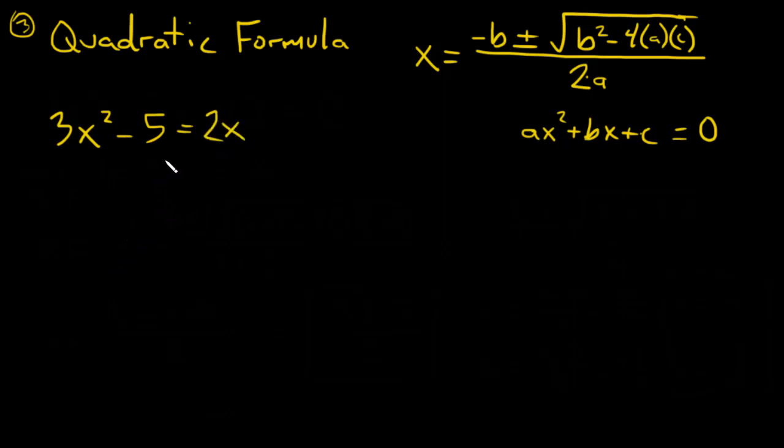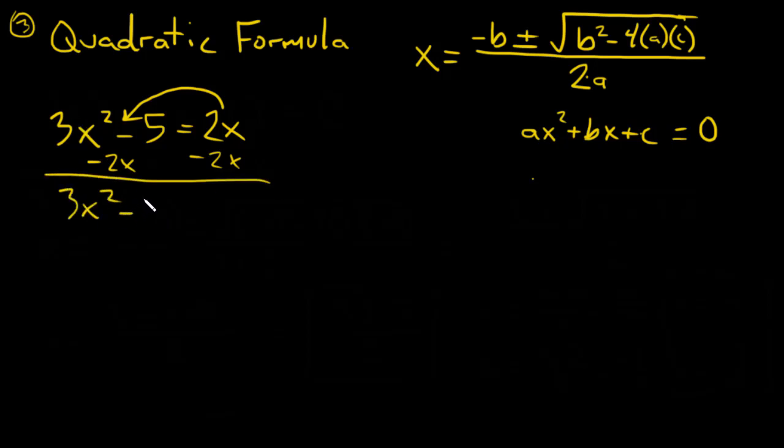All right. So, can I write down my a, my b, and my c before I plug in? Well, sure. Except there's a problem. This is not equal to 0. This is equal to 2x. I have to move everything to the left before I can start using quadratic formula. So I'm going to subtract 2x, and I'm going to wind up with 3x squared minus 2x minus 5 equals 0. Now I'm good to go.